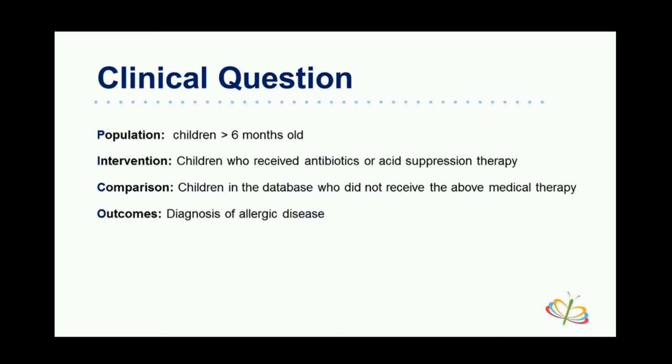Our outcome is going to be the diagnosis of allergic disease, which again sounds very general. We'll hit the specifics later of exactly what constitutes an allergic disease. And the type of question we're asking is prognostic. For children greater than 6 months old who received these types of therapies, what was their prognosis, or as we'll talk about later, their relative risk of developing an allergic disease. As Dr. Kramer has already mentioned, this is a retrospective cohort study for a variety of reasons, as mentioned before.